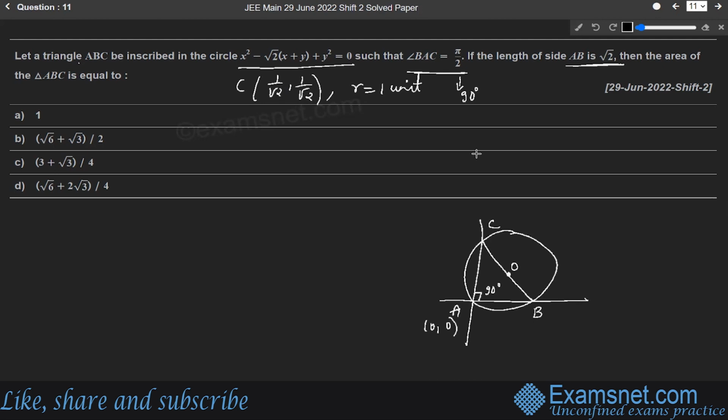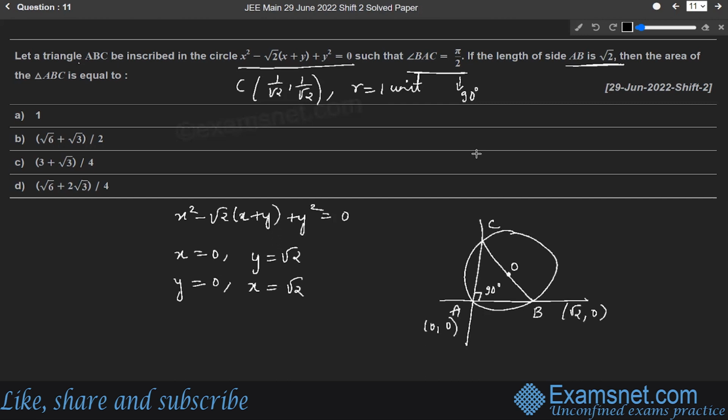Now about the coordinates of B and C. We have an equation which is x square minus root 2 into x plus y square is equal to 0. So in this equation, if we put x is equal to 0, then we get y is equal to root 2. And similarly, if we put y is equal to 0, then we get x is equal to root 2. Okay. So for B, the coordinates will be root 2 comma 0. And for C, the coordinates will be 0 comma root 2. All right. I hope that this concept is clear to you. Okay. One more thing is given, which is side AB is root 2. So this side is root 2.